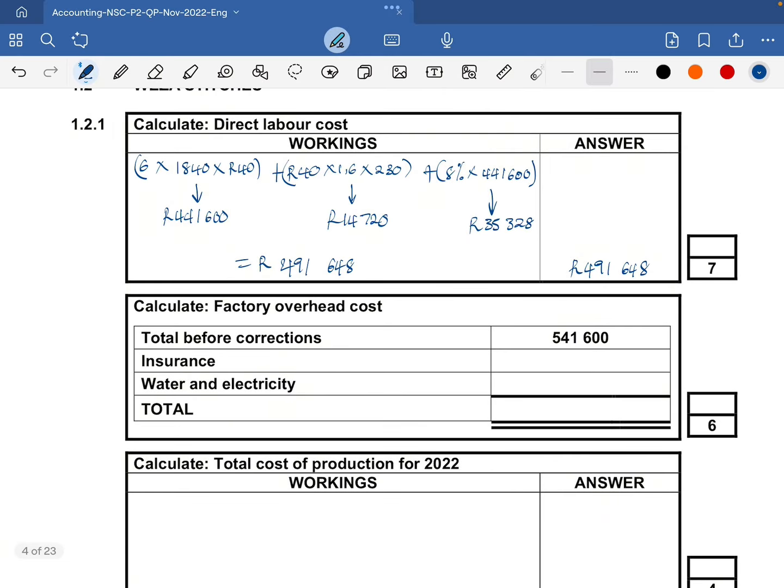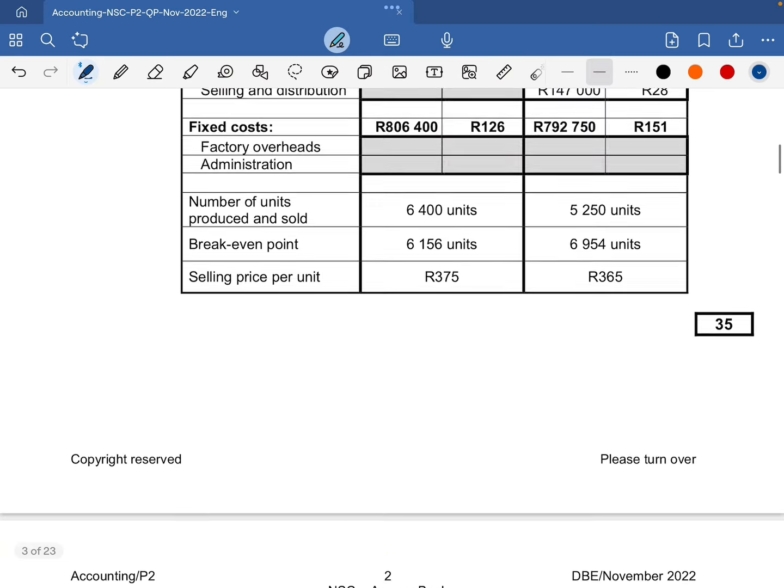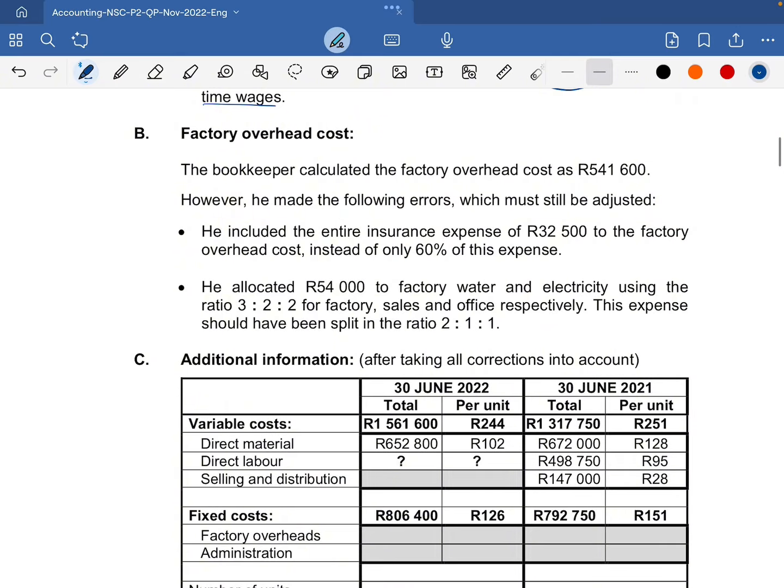Now moving on to the factory overhead cost, let's quickly look at the information pieces. The bookkeeper calculated the factory overhead cost as 541,600. However, he made the following errors which must still be adjusted. The first one says he included the entire insurance expense of 32,500 in the factory overhead cost instead of only 60% of this expense.